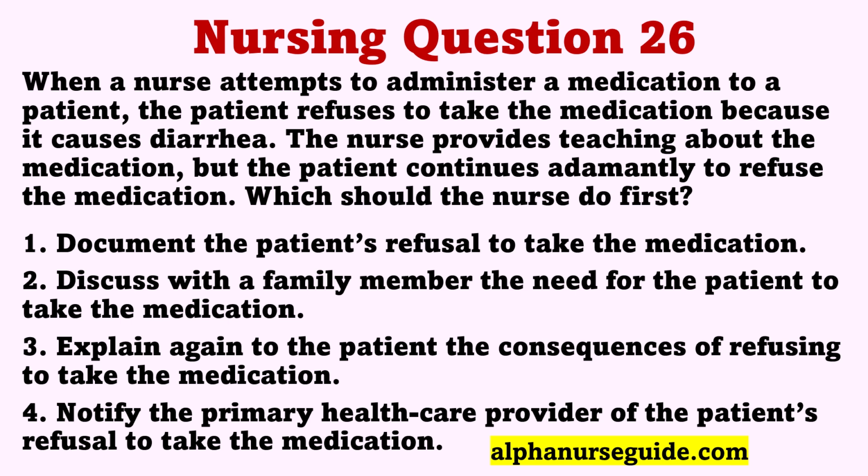Document the patient's refusal to take the medication. Withholding the medication and documenting the patient's refusal are the appropriate interventions. Patients have a right to refuse care. Discussing the situation with a family member without the patient's consent is a violation of confidentiality. The patient has been taught about the medication and adamantly refuses the medication. Further teaching at this time may be viewed by the patient as badgering. Notifying the primary healthcare provider eventually should be done, but it is not the priority at this time.